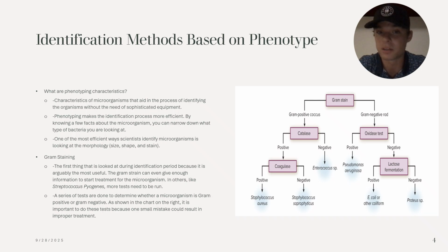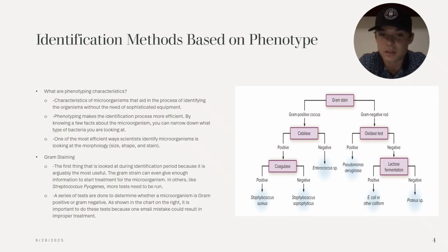One of the most efficient ways scientists identify microorganisms is through morphology, which is the size, shape, and stain of the microorganism. So let's get into gram staining. It's the first thing that is looked at during the identification period because it is arguably the most useful. The gram stain can even give enough information to start treatment for the microorganism. For others, like Streptococcus pyogenes, more tests need to be run.